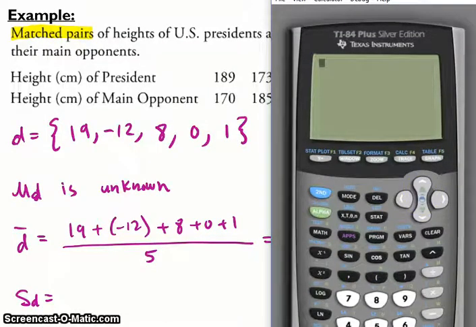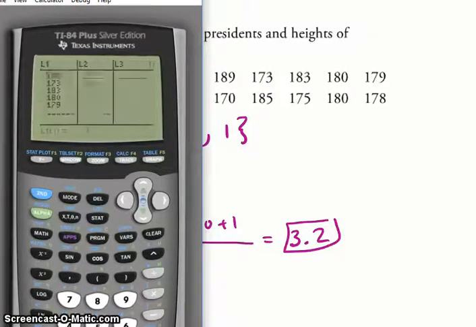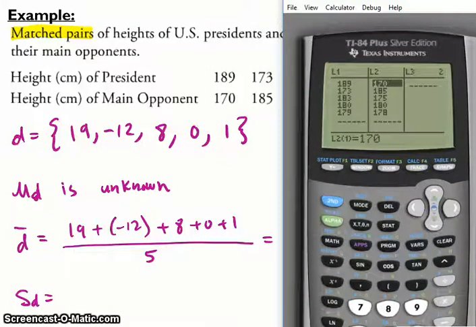In order to do that, we're going to create two lists. The first list is for the height of the president. The second list would be the height of the main opponent. I'm going to go to Stat, Edit, and I already have the heights inputted. This is the heights of the presidents, which are these values, and this is the heights of the main opponent, which are these values. The next thing is we want to create the difference list. An easy way to do that is to go to the right to a new list, in this case L3.